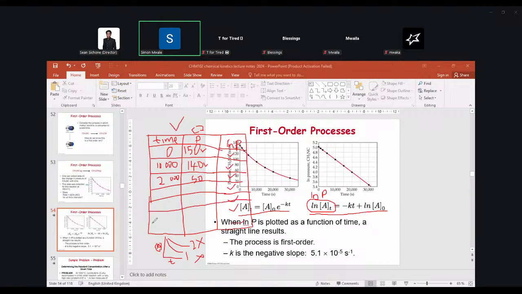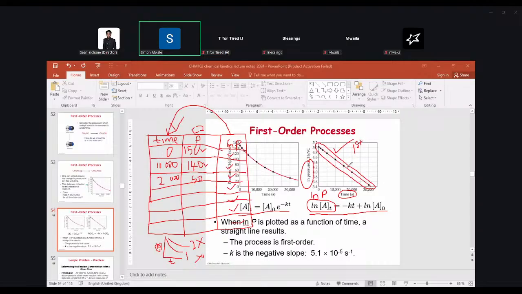Then once you do that, you make a plot of natural log of pressure versus time, which is what was done here for you. Now, remember what we said: if it's a first order, then you are supposed to get a straight line. You can see that this is a nicely straight line. So this proves that the reaction is first order, and this is how you can know that the reaction is first order.